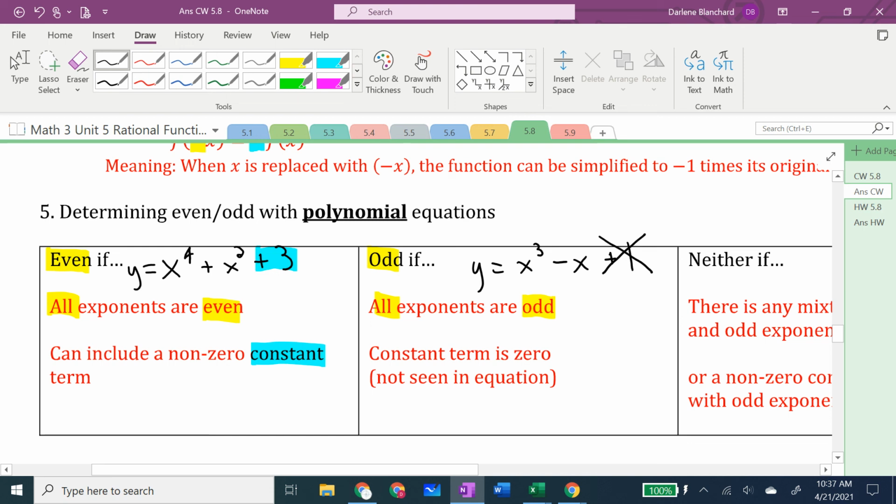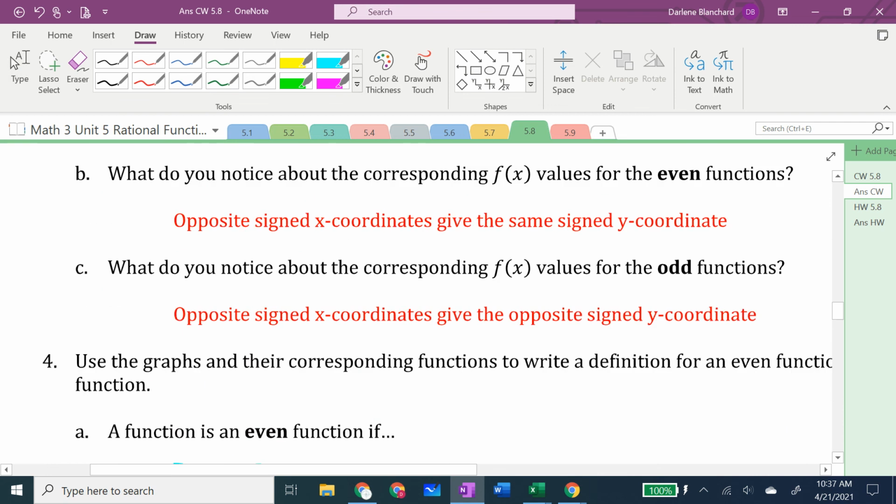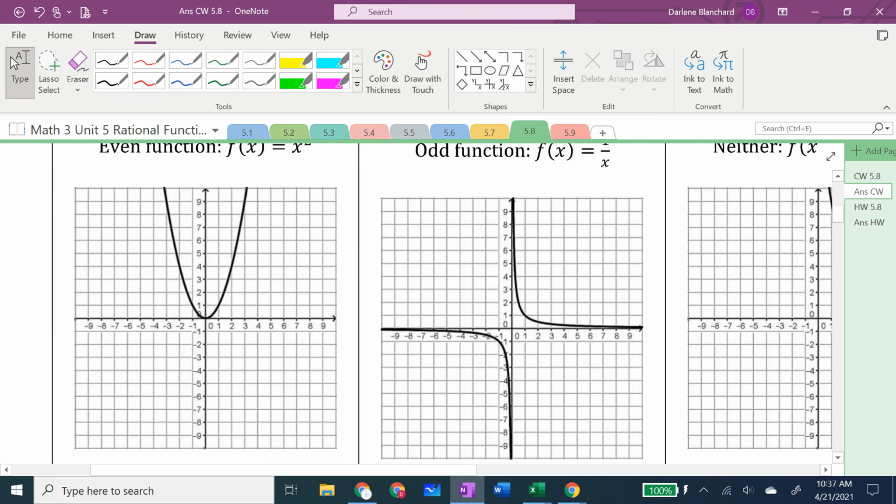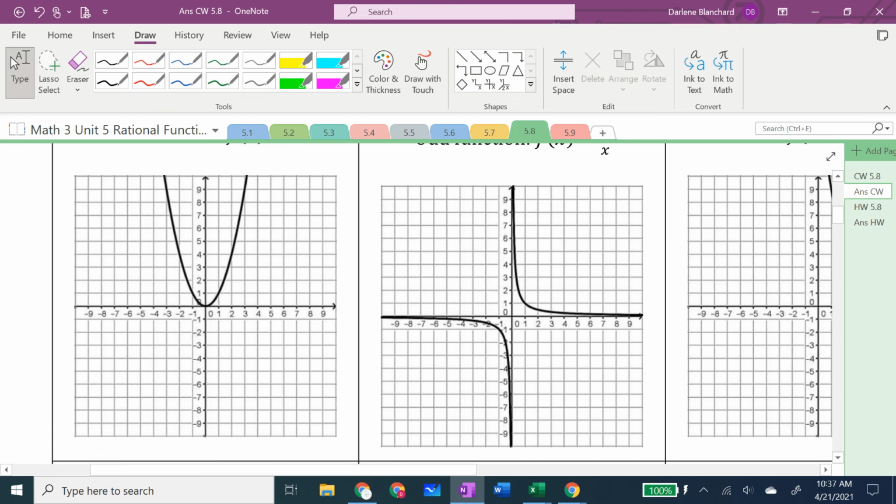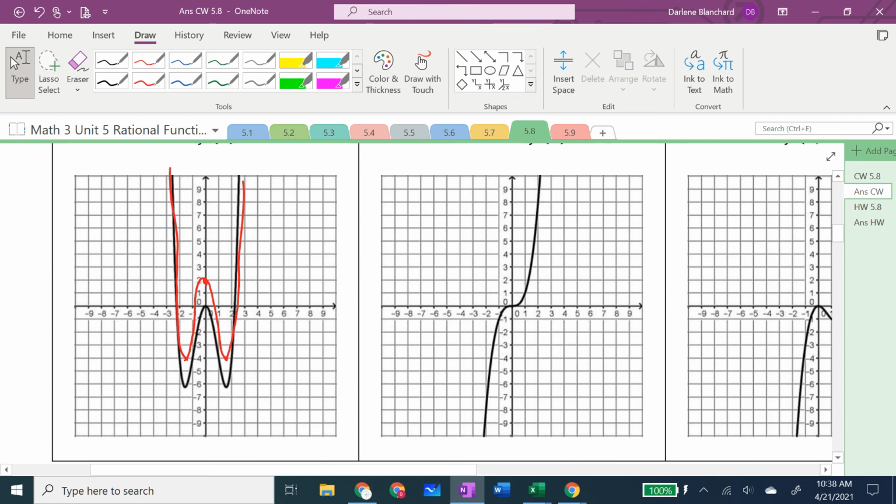And if you look at the origin symmetry, the graph is going through the origin, or maybe it has a vertical asymptote at that spot. Let me show you. For the graph of 1 over x, you have a vertical asymptote right there on the y-axis itself. The polynomial graph goes through the origin.